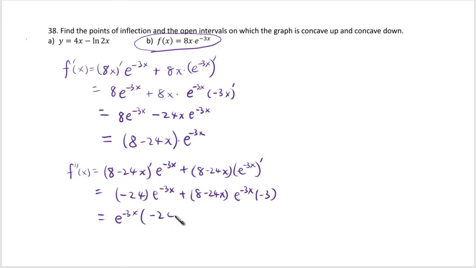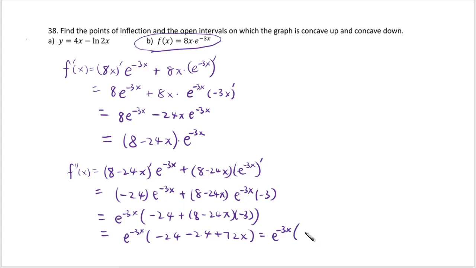Then I get negative 24, and I get plus 8 minus 24x times negative 3. That's what's left after you take out the e to the negative 3x. Let's see, 8 times negative 3 is negative 24. Negative 3 times positive 24, that's 72. So that gives you e to the negative 3x times negative 48 plus 72x.